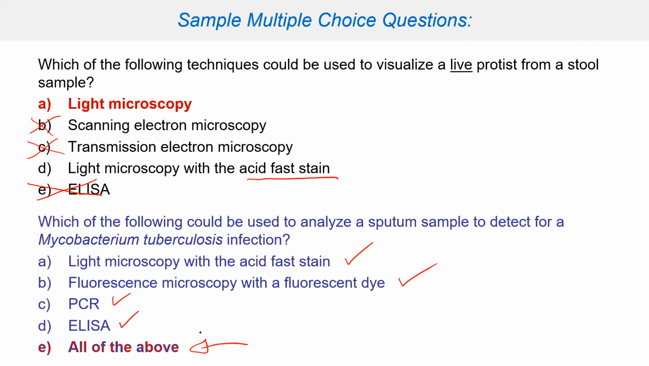Just to clarify, I've been trying to not have any multiple choices with all of the above or any of the above, or both A and B, B, C, and D, but not E. I hate those questions. So this is an older one that I forgot to take out, but the answer is all the above. Like I said, I really don't like those questions, and they can be confusing. So I've been trying to eliminate them in general.